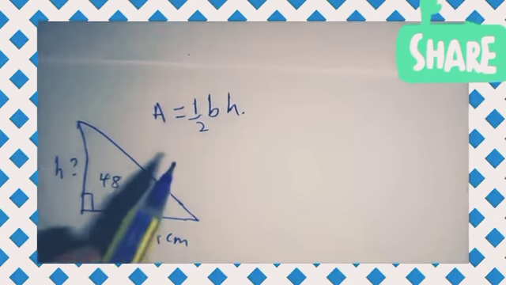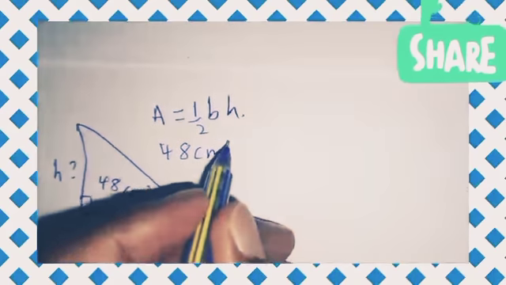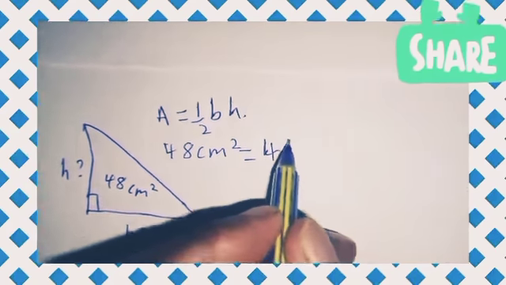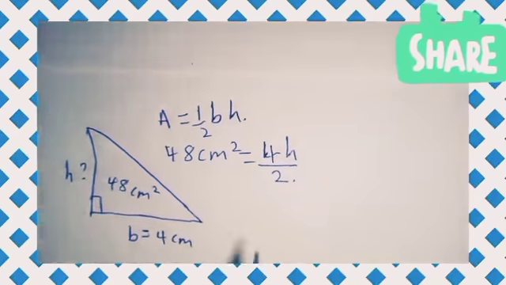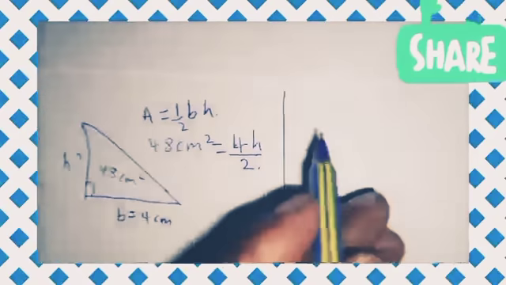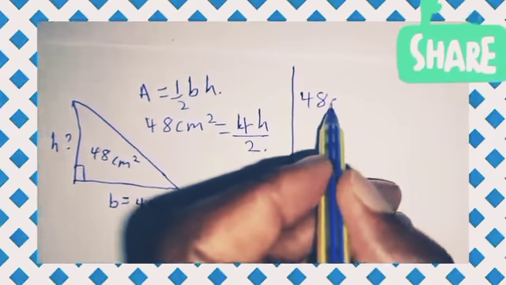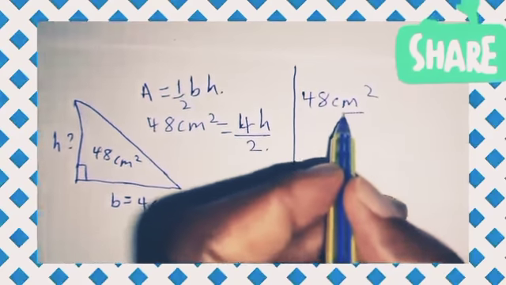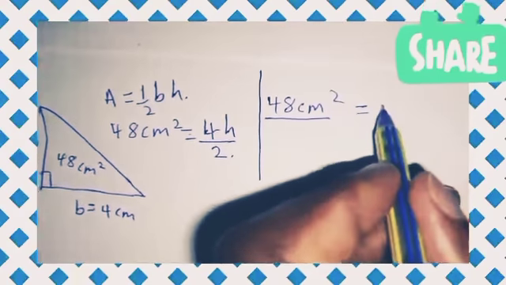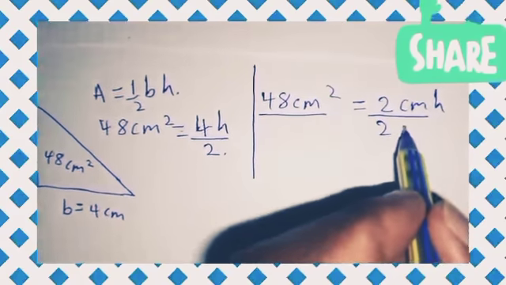Our area is 48 square centimeter. Our base is 4. So it is 4 times height divided by 2. You divide by 2. That way, there you have 48 square centimeter equals 4 times height divided by 2, and 4 divided by 2 is 2, so you have 2 times the height. So you divide here by 2 centimeter.